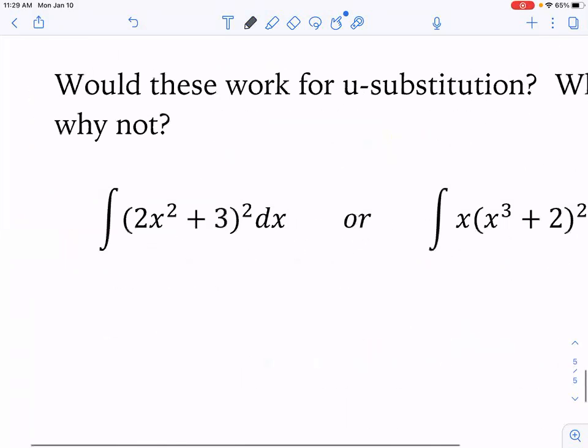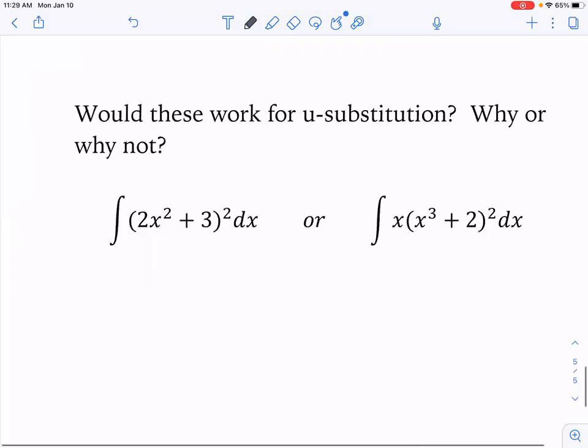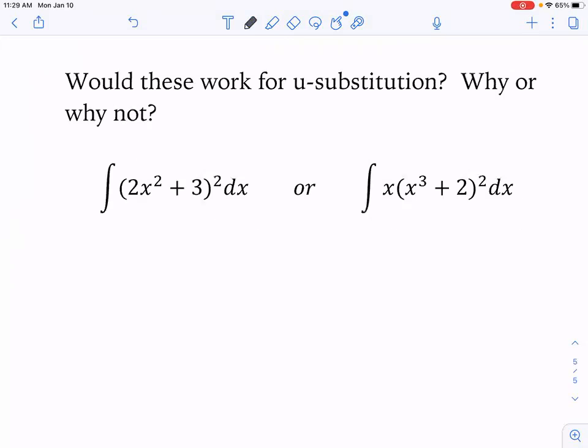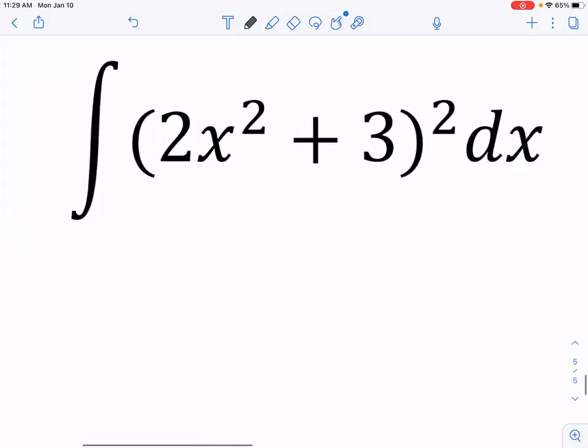Okay, so I want you to look at these two right here. We can just put our pencils down for a moment. Would these work for U substitution? Why or why not? Let's start with this one right here. Okay, Isaac, I heard your no really loud. Why not?